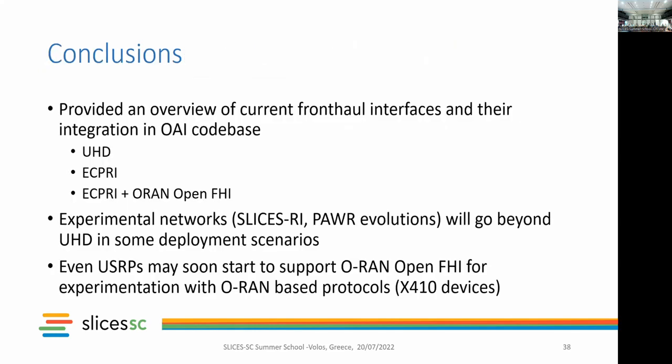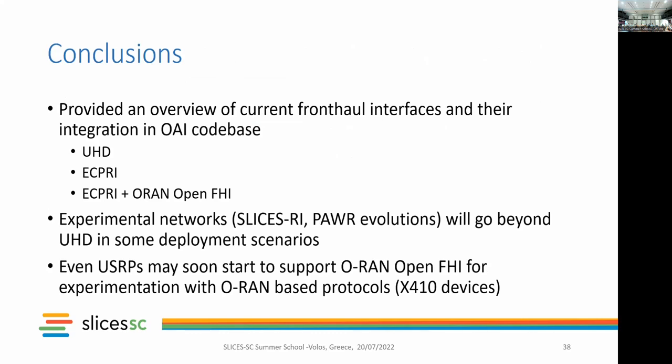Okay, so if I conclude here, I hope I didn't go too much over time. I provided an overview of current fronthaul interfaces and their integration in the OAI code base. We looked a little bit at UHD and how from UHD you can evolve to something like eCPRI. And then finally, how you can evolve to the state-of-the-art O-RAN fronthaul protocol.